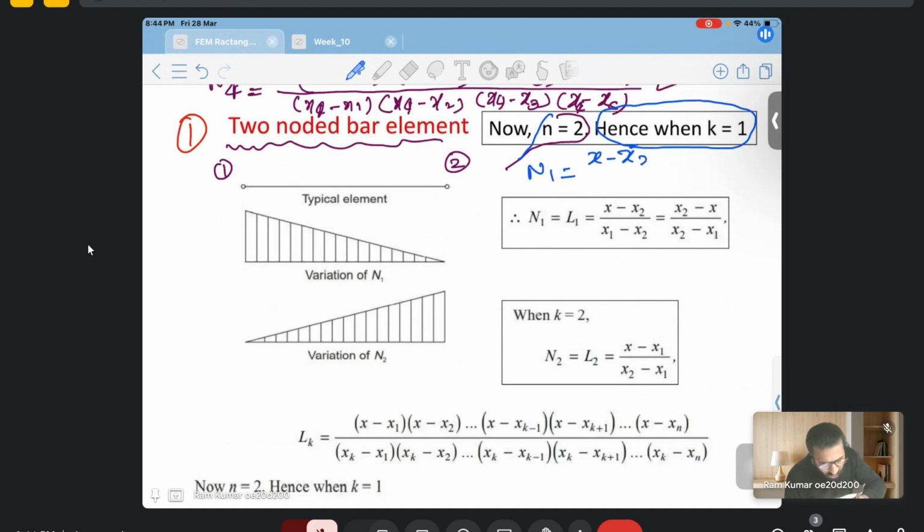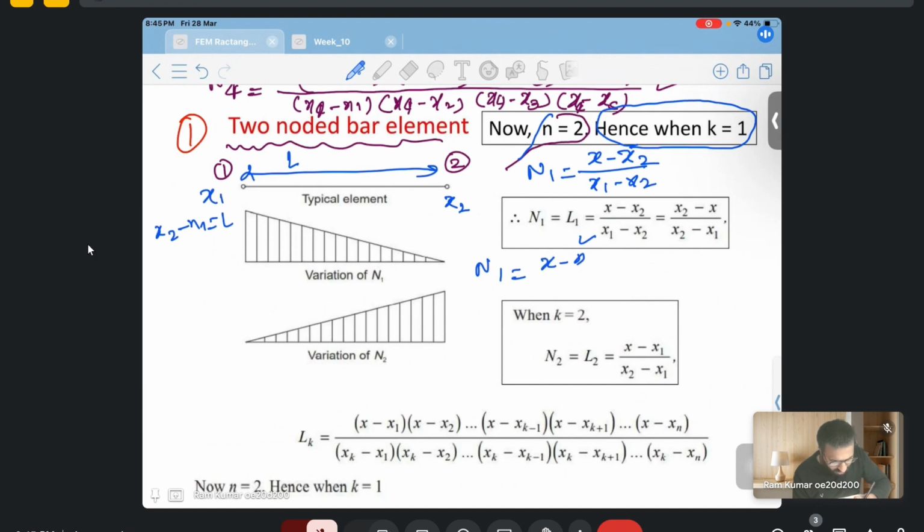x minus x2, because I am going to find n1, divided by x1 minus x2. If I say this is x1 and this is x2, and this is length L, then x2 minus x1 will be L. So in simple form, n1 will be x minus x2 by L. Then similarly, what will be n2? n2 will be x minus x1 by L.